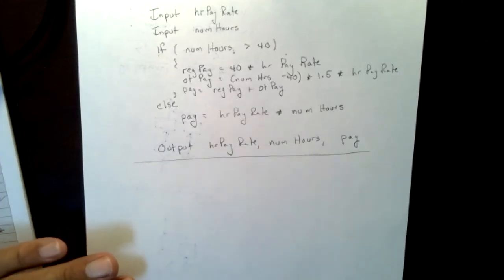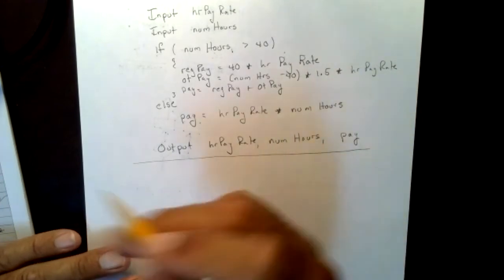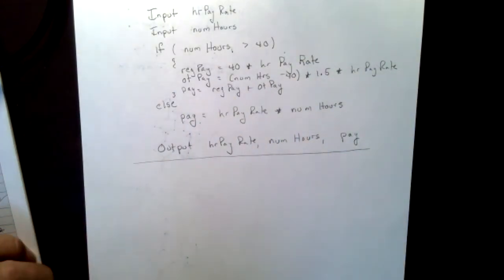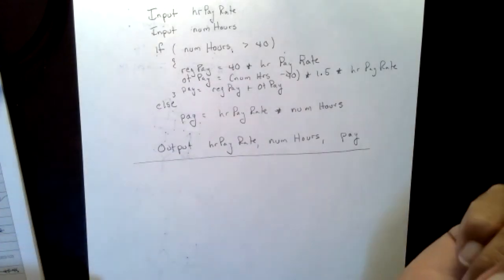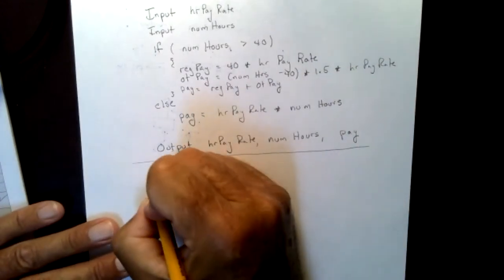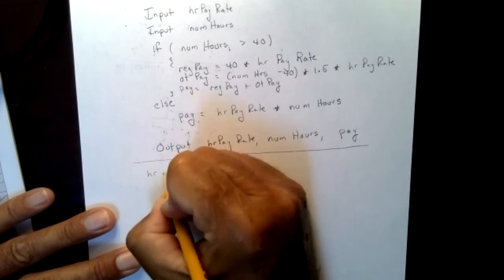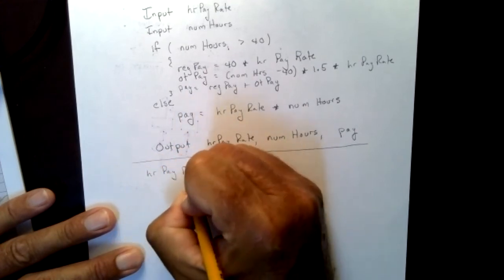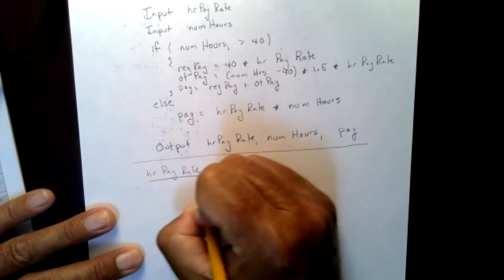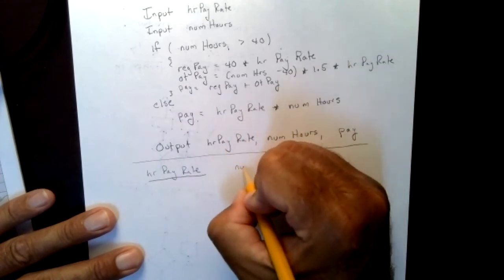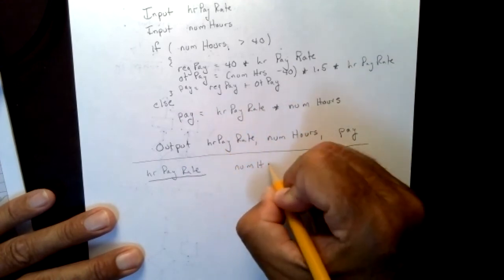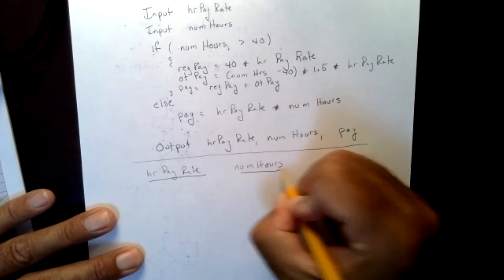Now, I'm not done yet. I want to do some algebra, because when I run this, I don't want to get an answer and go woohoo and move on. I want to make sure it works. So I need some test data. So the first thing is our pay rate. I want to get some good test data here. Num hours and pay.